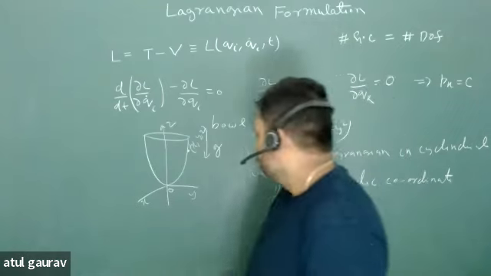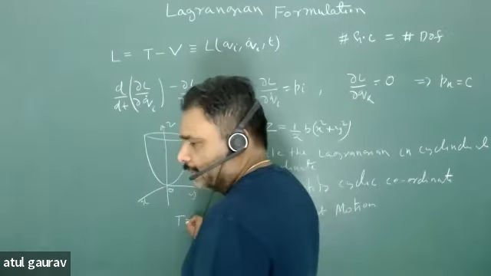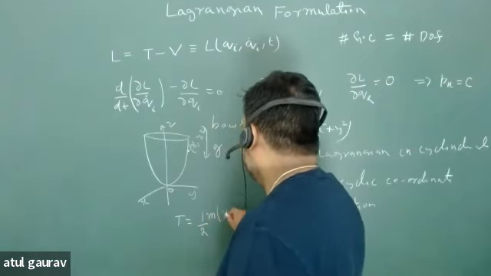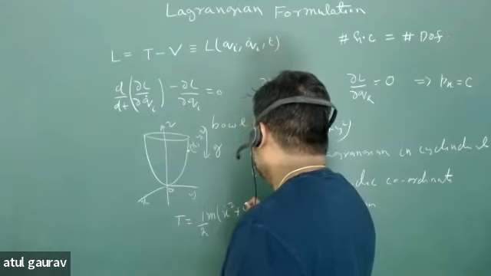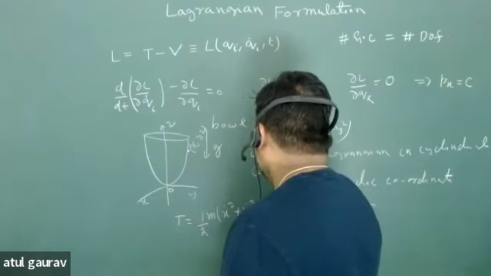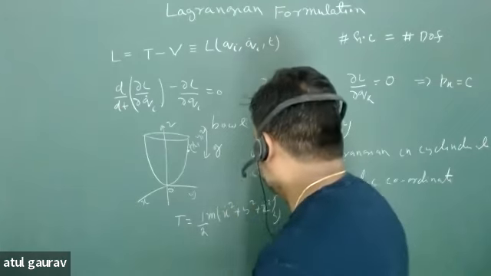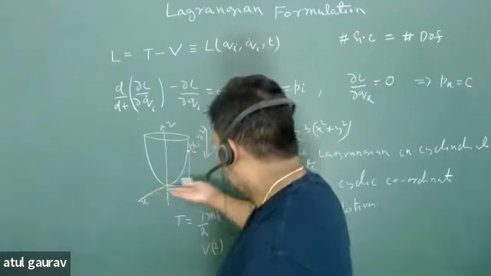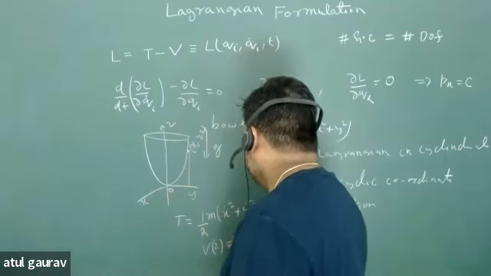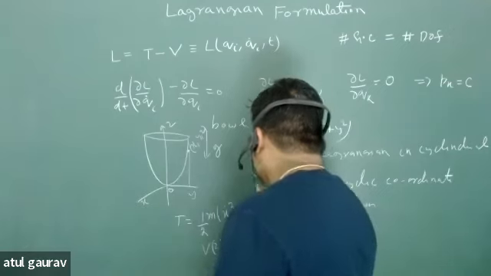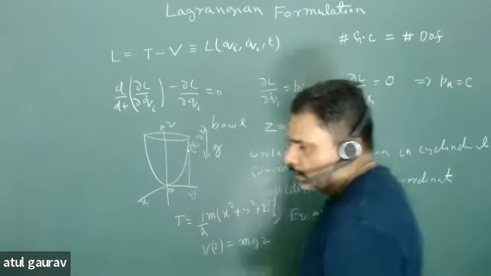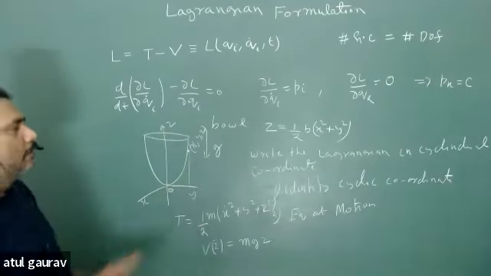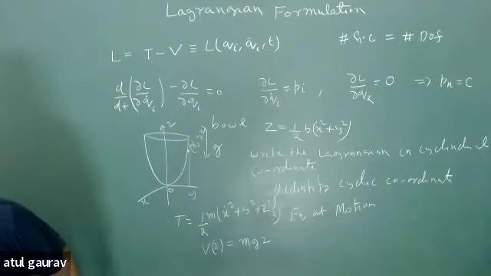So let's write the kinetic energy. In Cartesian coordinates, the kinetic energy is half m times x dot squared plus y dot squared plus z dot squared. This is my kinetic energy. What is my potential energy? The particle is at height z, and I can assume the zero of potential is at the origin. So the potential energy is mgz. Now we can write the Lagrangian for this particular system, so let's go for writing the Lagrangian.